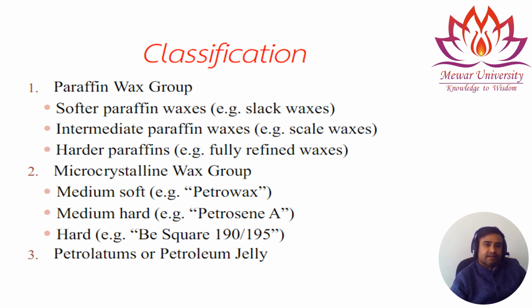Then the second classification is the microcrystalline wax group. This is again divided into three types: medium soft, medium hard, and hard. An example of the medium soft is petrovax, which comes from petroleum, and the medium hard is petrocene A, and the hard is petrocene B, shaped like a honey bee. And the third one is petrolatum, or petroleum jelly.